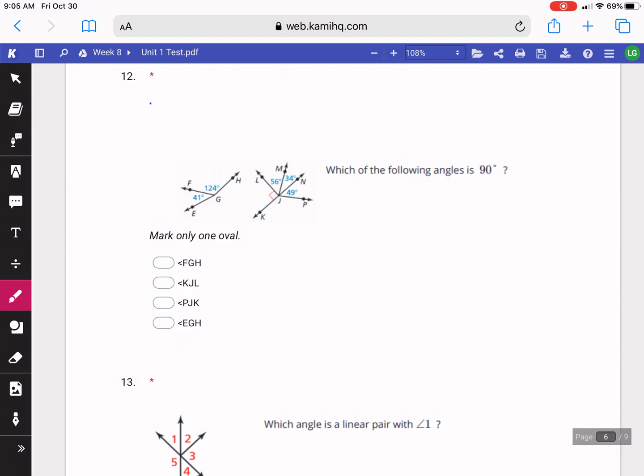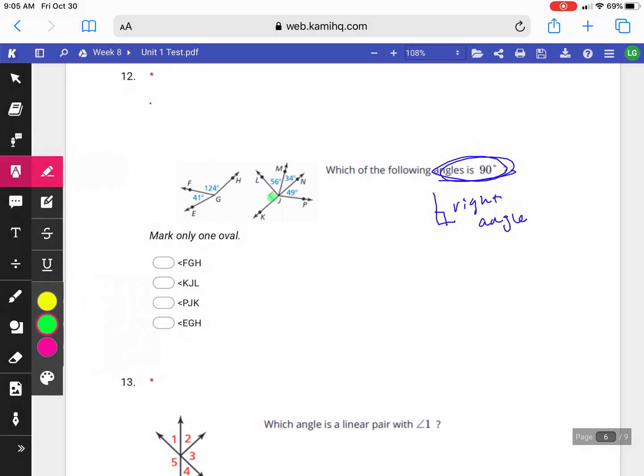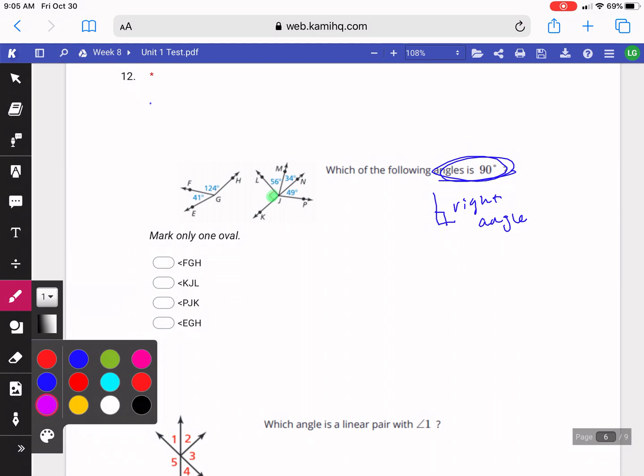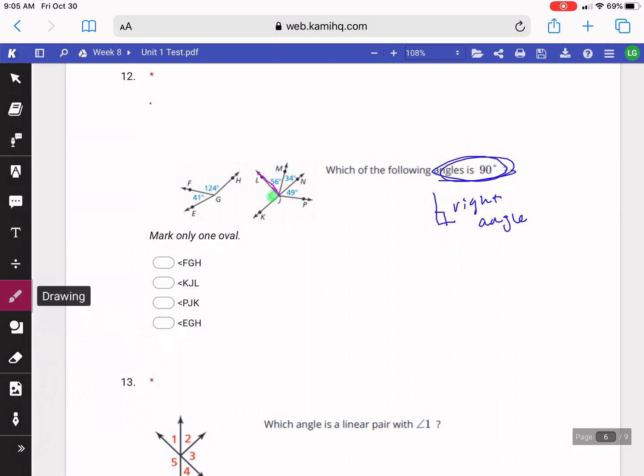This next question wants to know which angle is 90 degrees. Remember, 90 degrees forms a right angle. So we look at the picture here. We see our right angle here. So we're just naming that angle. That one has letters LJK, so we could call it angle LJK or angle KJL. But J has to be in the middle because it's the vertex. So that would be answer choice 2.